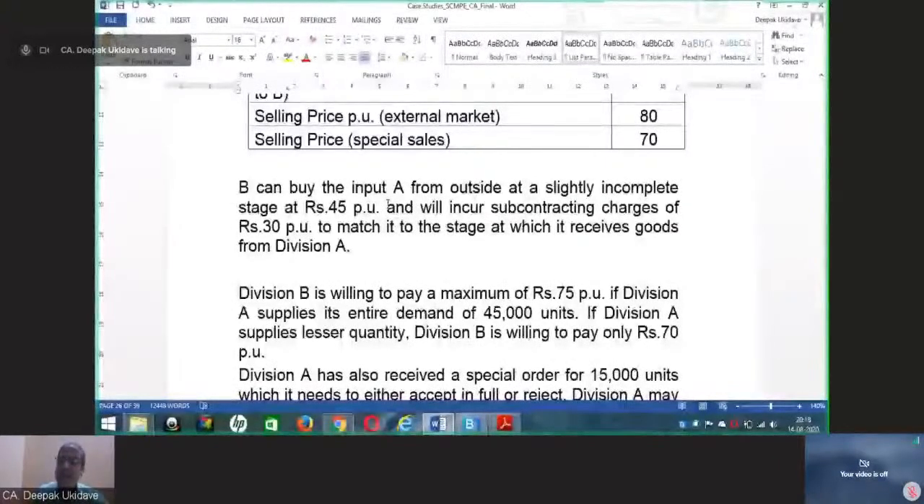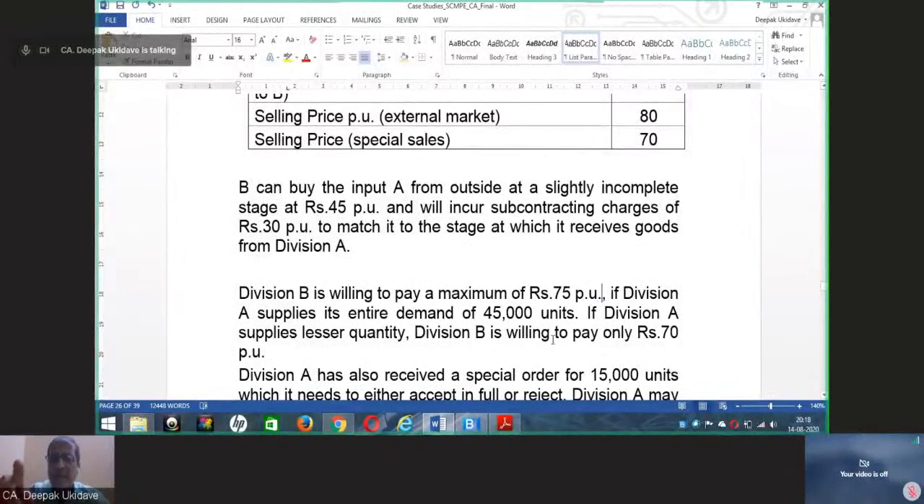If division A supplies a lesser quantity, then division B is willing to pay only 70 rupees per unit. I hope you understand all the ifs and buts. This is the real life situation. Straightforward, nobody will accept the given price. I am ready to pay, I am division B manager.